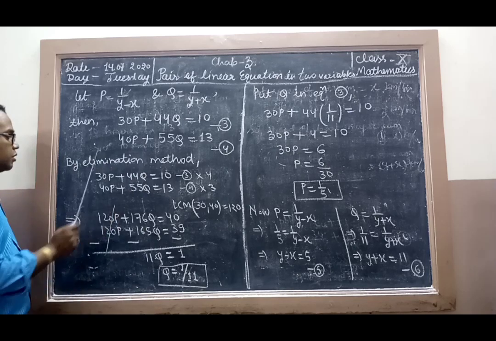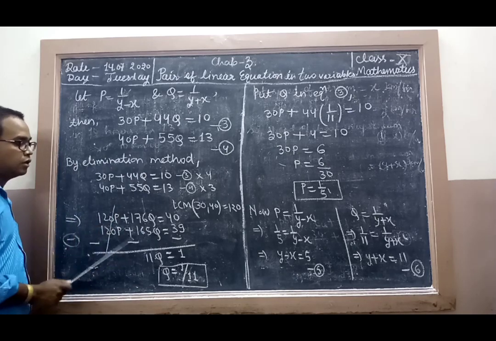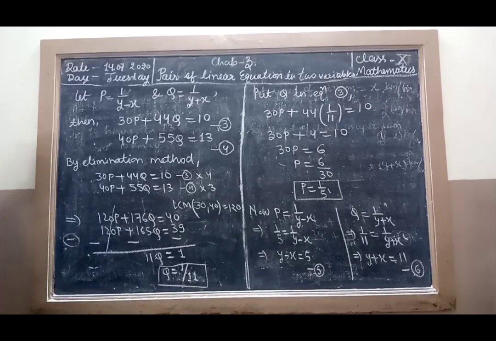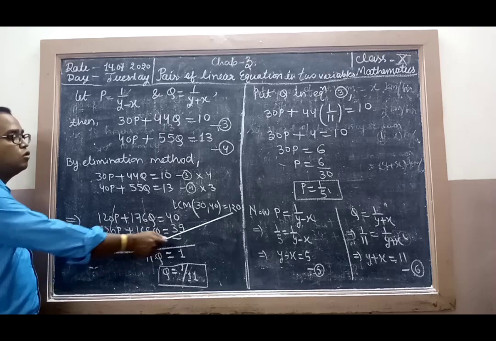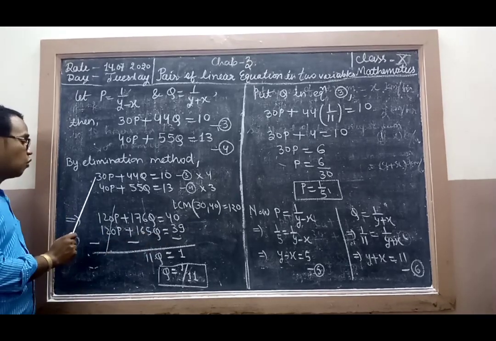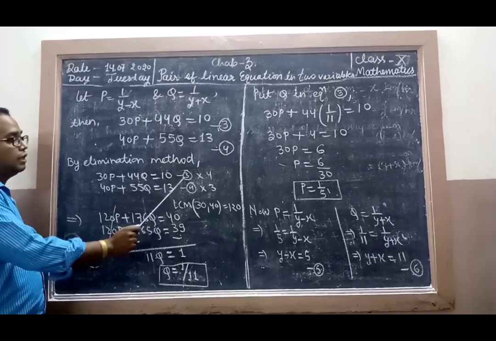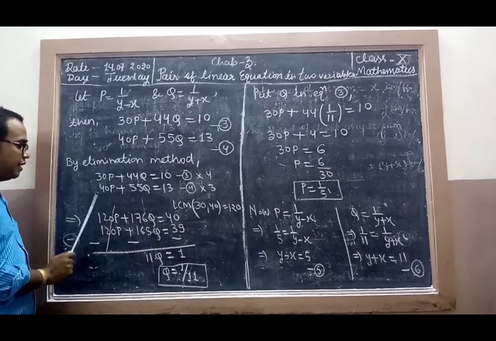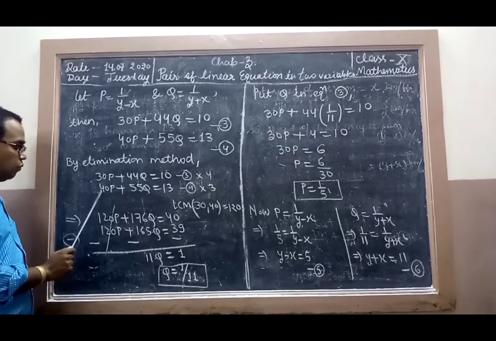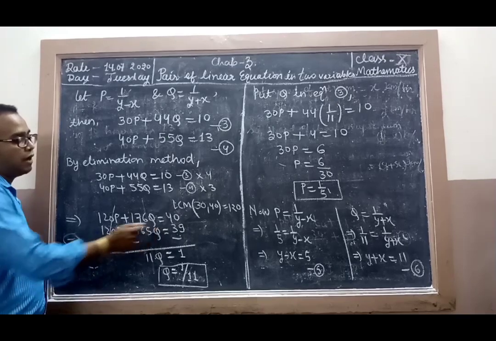By elimination method, 30P plus 44Q is equal to 10, and 40P plus 55Q is equal to 13. Now I want to eliminate P. On taking the LCM of 30 and 40, we have 120. For getting 120, 30 is multiplied by 4, so equation 3 is multiplied by 4. For getting 120, we multiply 40 by 3, so we multiply equation 4 by 3.